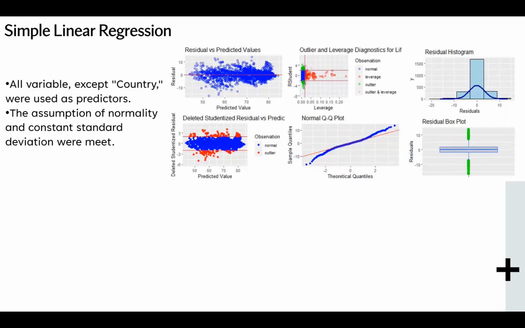For our initial model approach, we adopt a simple linear regression method, leveraging the entirety of our predictor variables with the exception of country. Our decision to utilize this comprehensive set of predictors was grounded in the visual analysis of the data, revealing that it exhibits normality and a consistent standard deviation, indicative of a normally distributed dataset.